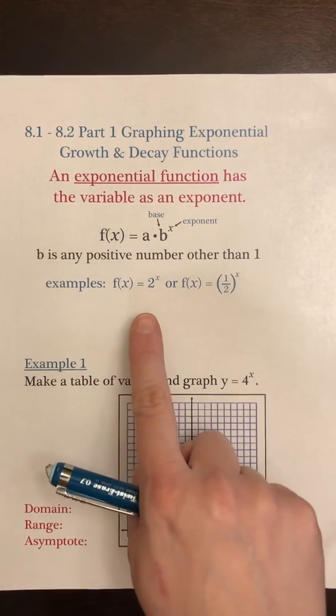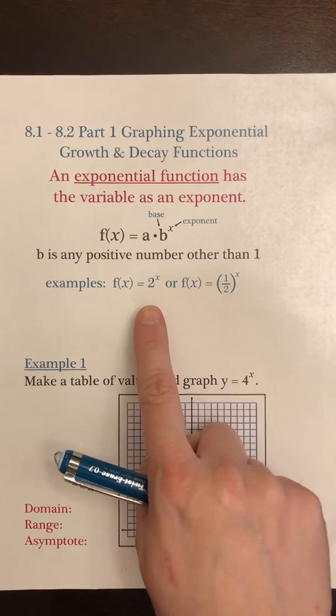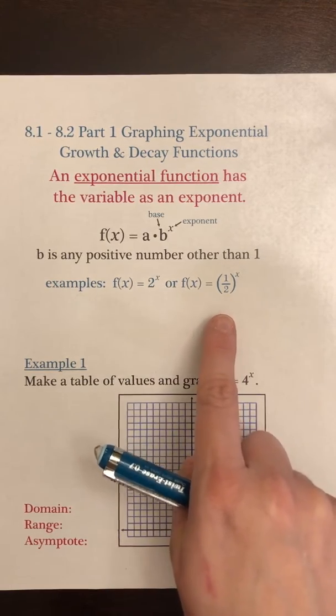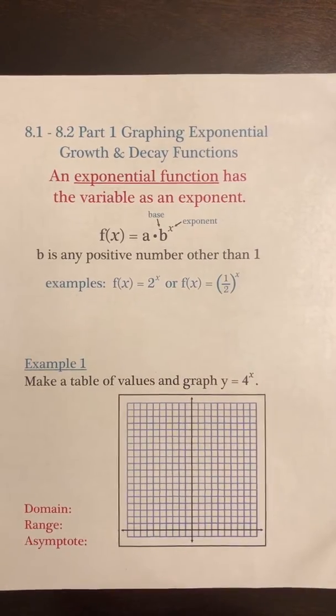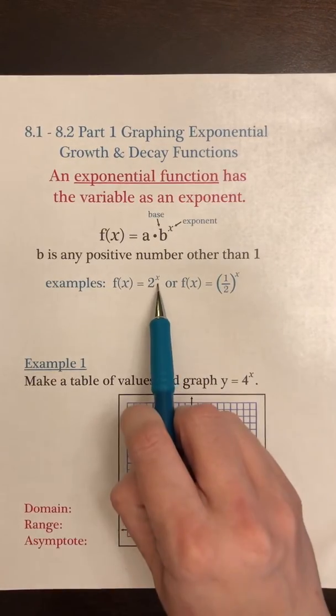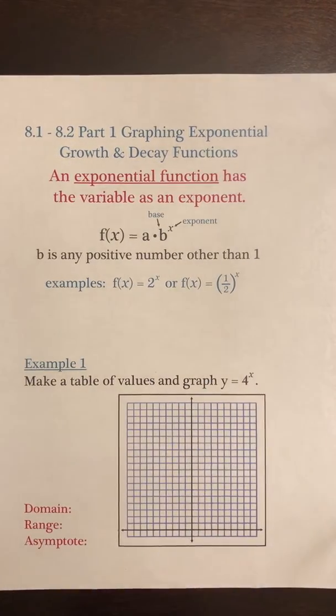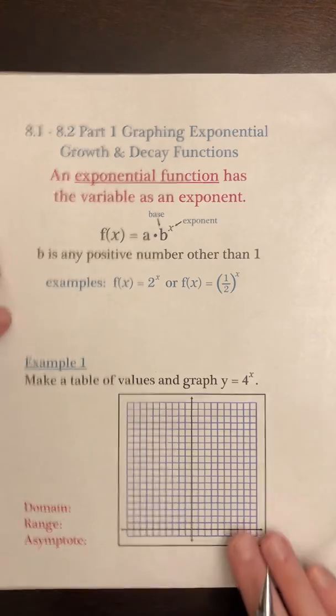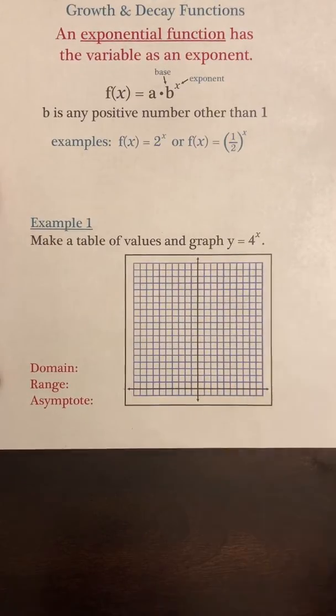And then we have a couple of examples. We could do 2 to the x power. We could do 1/2 to the x power. Those would both be examples of exponential functions, again, because their exponent is a variable. So we're going to start with example 1, and we are going to be making a table of values and graphing y equals 4 to the x power.